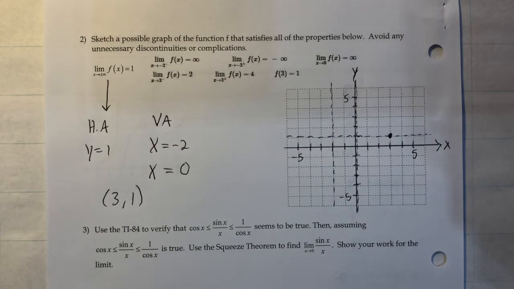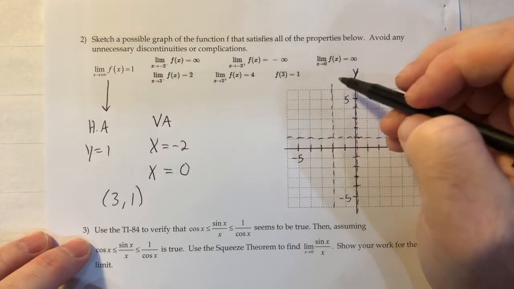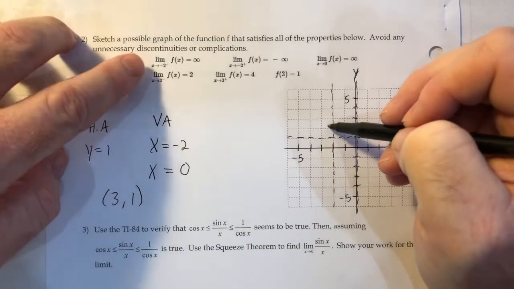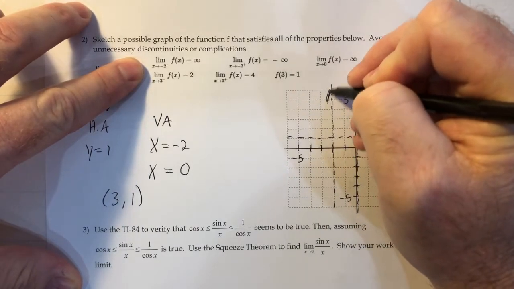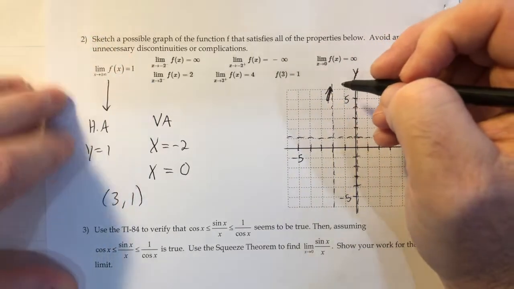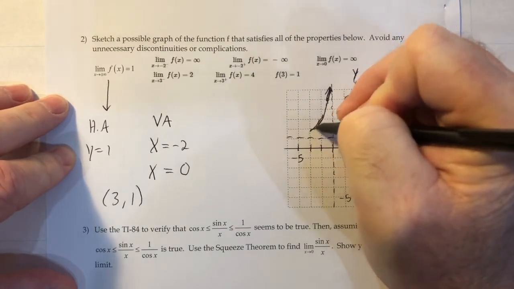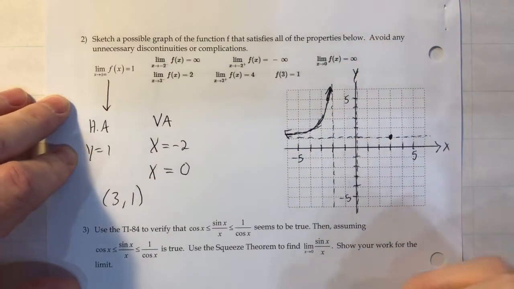All right, so we want to start drawing the graph. If we go over to this side, we know that as we approach -2 from the left-hand side, we're going to positive infinity, so that's an upward direction, like this. And then we know we have a horizontal asymptote here, so I'm just going to bend that function around so that it starts approaching the horizontal axis.